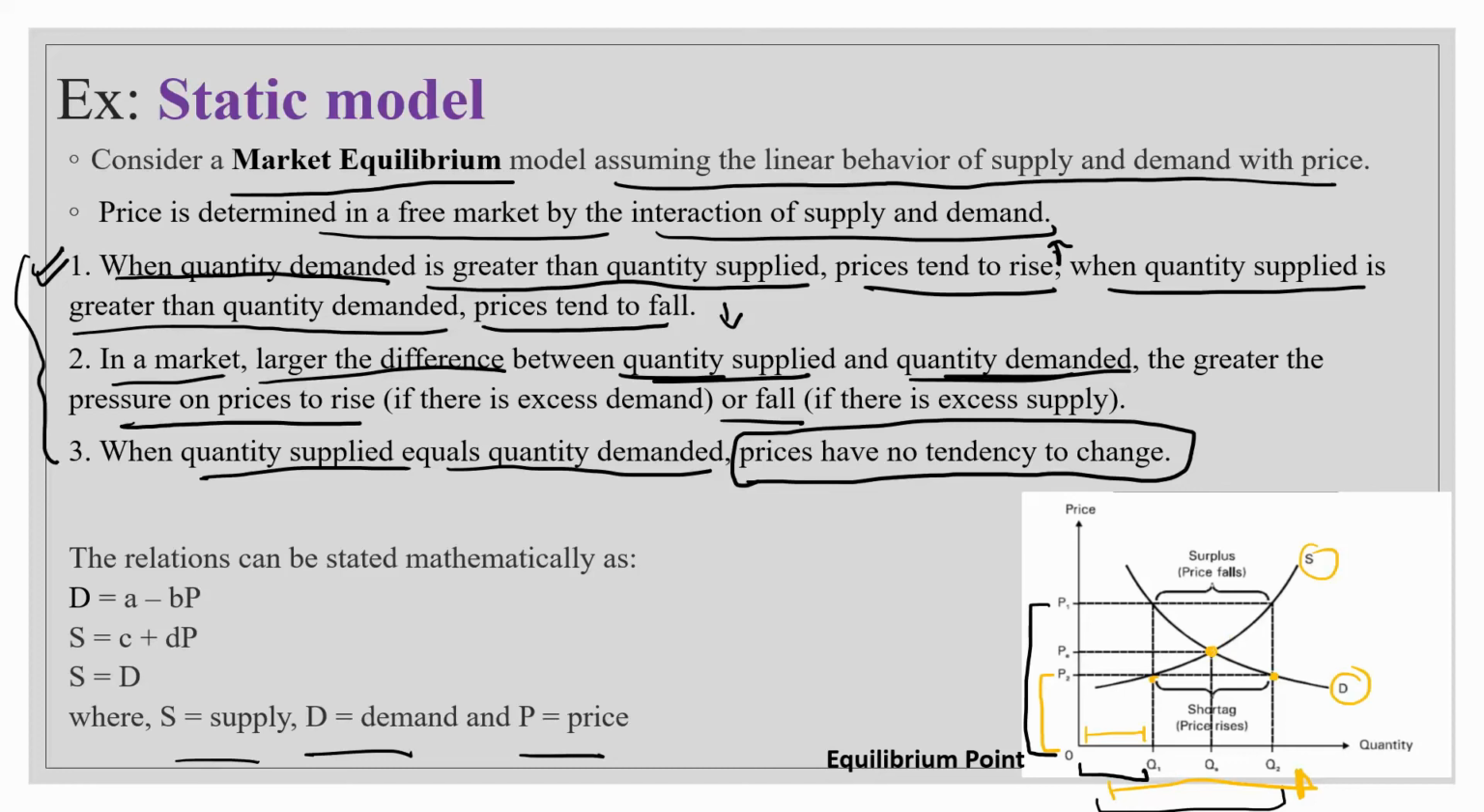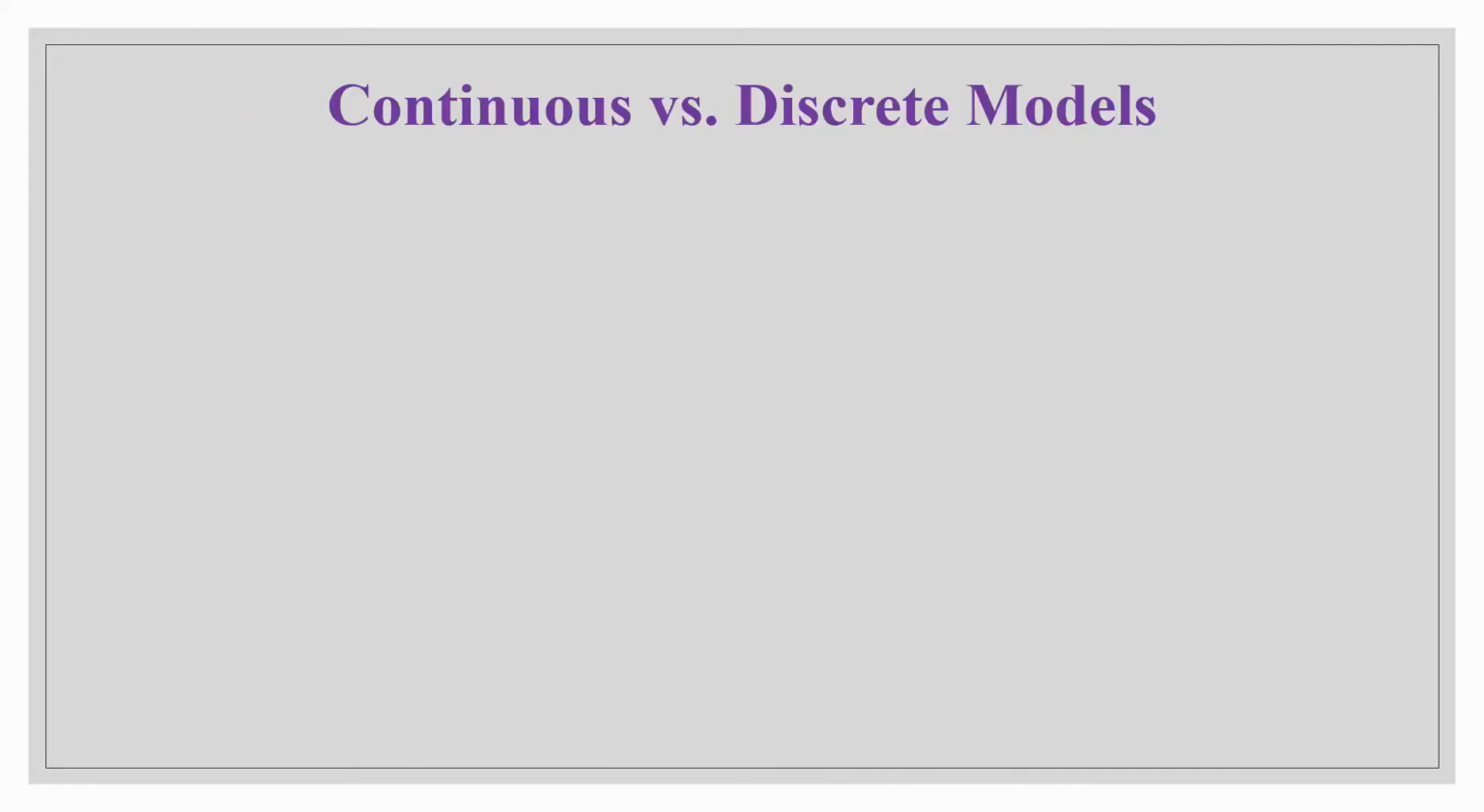So this one is a static state for this problem. So I hope now the static and dynamic models are clear. Now we will see the difference between continuous and discrete models.